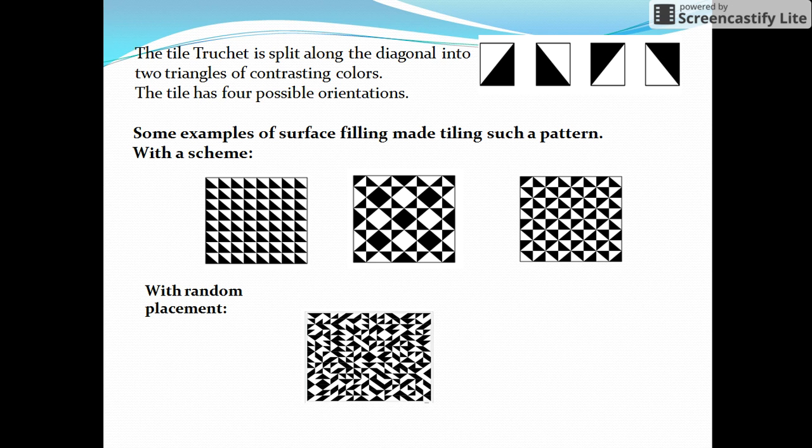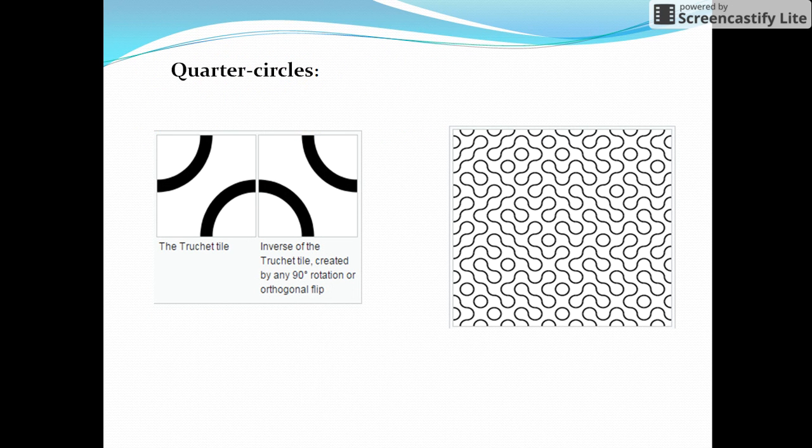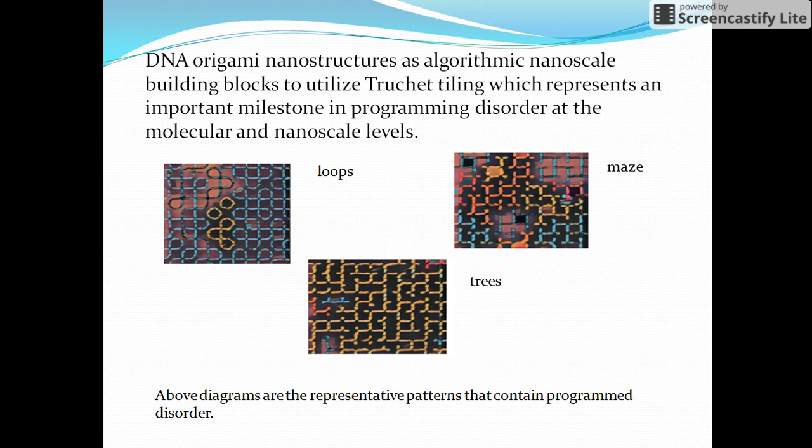Here are some examples of surface filling made by tiling such a pattern. With this scheme, you can see the pictures with random placement. Here's the quarter circle of a tile, the texture tile. If you rotate this tile by 90 degrees, then you arrive at this picture. So DNA origami nanostructures are used as algorithmic nanoscale building blocks to utilize structure tiling. The diagrams above are representative patterns that contain programmable disorder. One is loop, second is maze, third is tree.